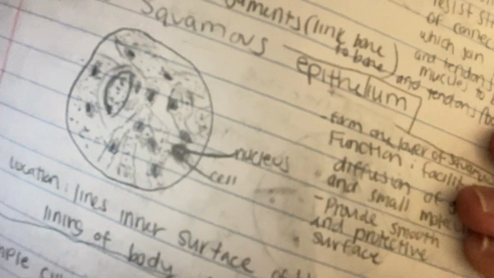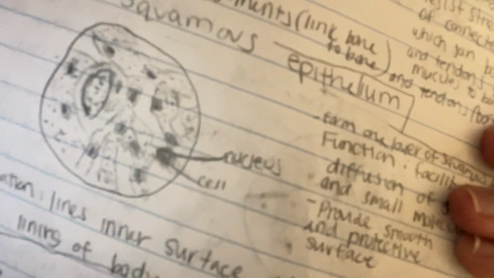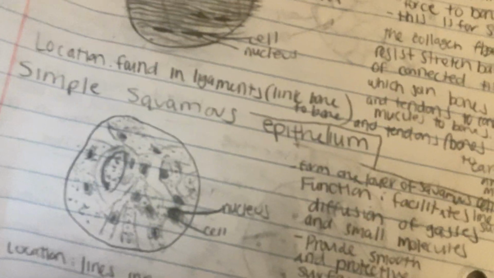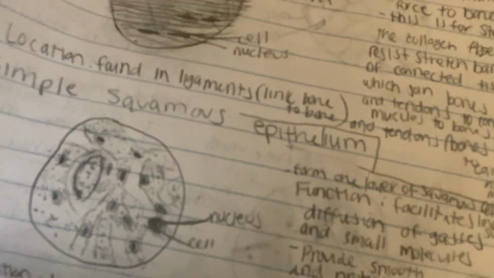And you can see the little cytoplasm in the cell surrounding the nuclei, and it facilitates diffusion of gases and small molecules, and it provides a smooth and protective surface. And it lines the inner surface of our blood vessels, the mesothelial lining of body cavities, capillaries, alveoli, glomeruli, and tissues where rapid diffusion is needed. Here is another look at it, and you can see the cell and the nucleus.